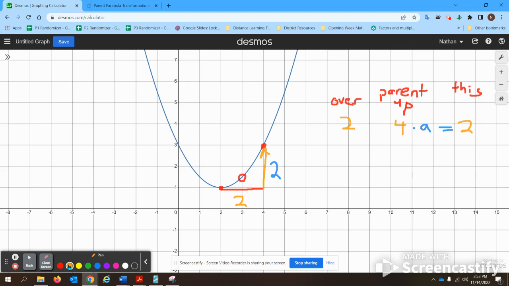4a equals 2. Well, solving for a here, we would divide both sides by 4. And we'd say a equals 2/4, or 1/2. So this is a parabola where the leading coefficient a is 1/2 because the vertical distances are compressed, or they're half the usual length of the parent.